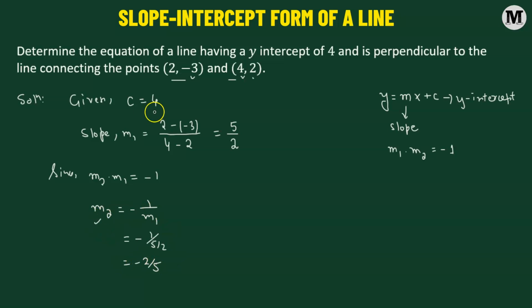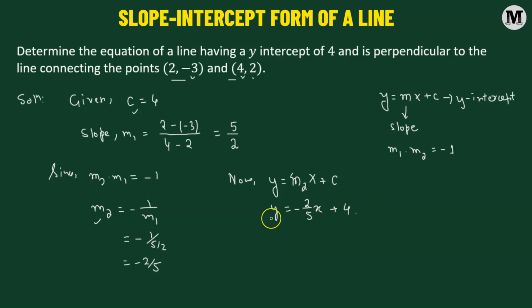Now we have the slope of the line and we have the y-intercept of the line. So we can replace the values of m and c into our slope-intercept form. Now we have y equals the slope, m2, times x plus the y-intercept c. So m2 is -2/5 times x plus c, and the c value is 4. So we have y = -2/5 x + 4. This is the equation of the line in slope-intercept form.